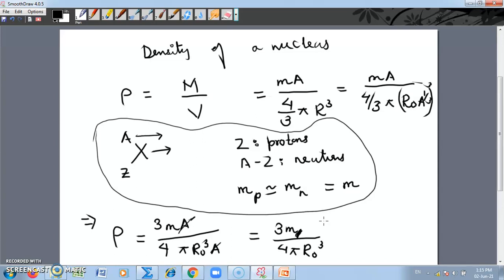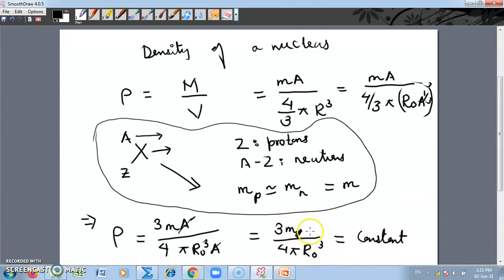Yes, r naught cube too is also a constant. It is about 1.24 fm. So this is a constant. So we have taken a nucleus with an arbitrary mass. See, this is just arbitrary. We have not named anything. We have not told what its element is, what this element is.